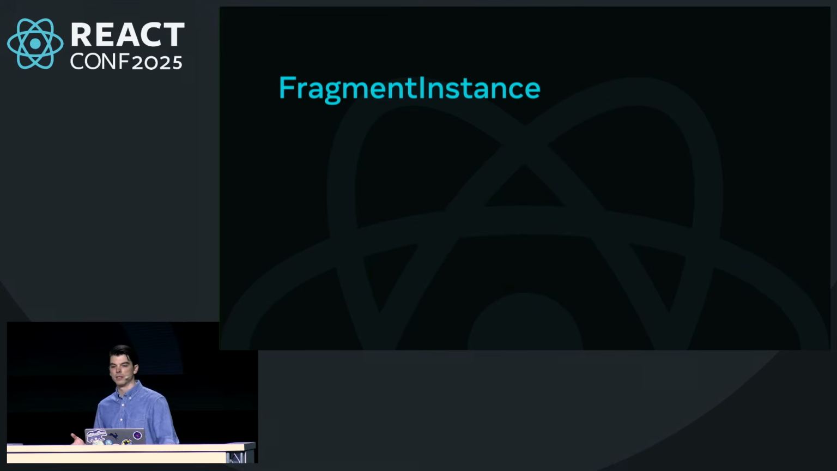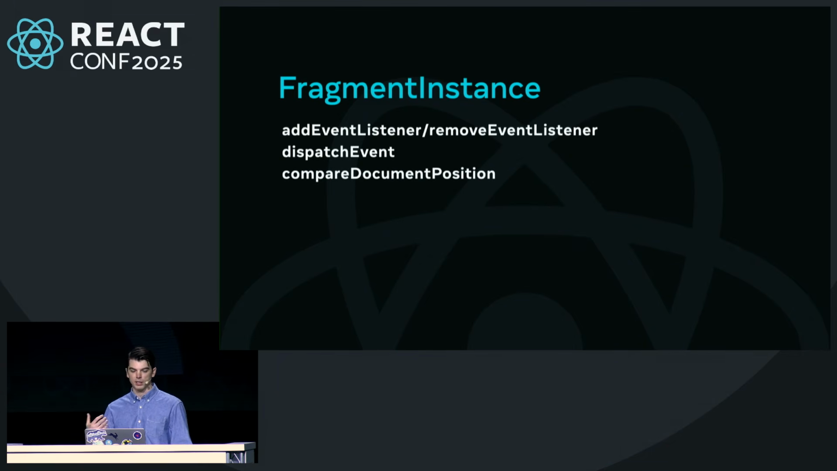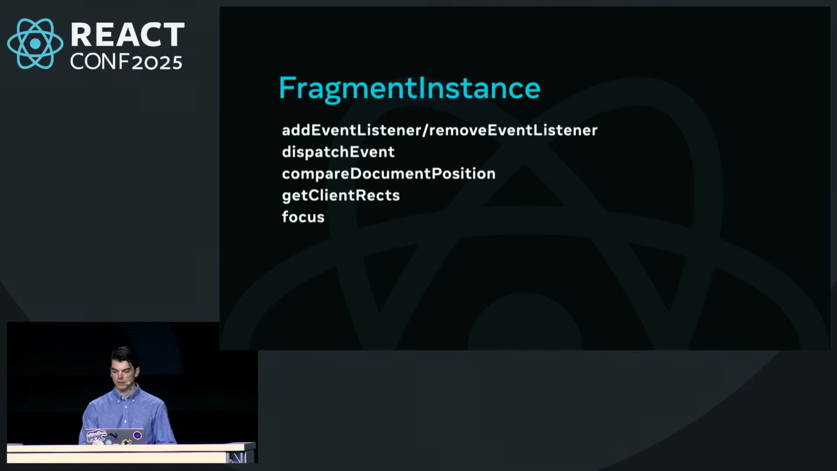So on the fragment instance, we have a series of operations, such as event operations, like addEventListener, removeEventListener, dispatchEvent. We have layout operations, such as compareDocumentPosition, getClientRects. We can do focus management with focus and blur. And we can attach intersection or resize observers to our children using observeUsing. For a full list of these operations, please check out the docs.